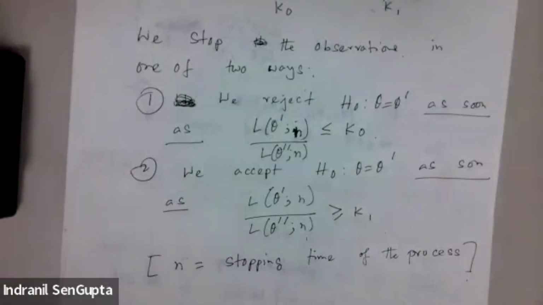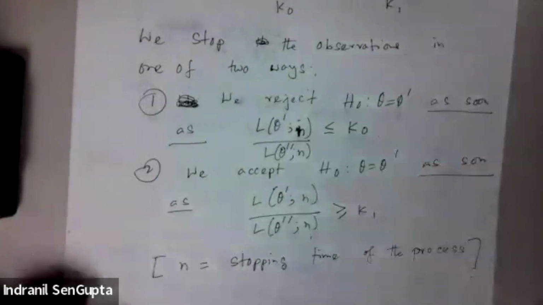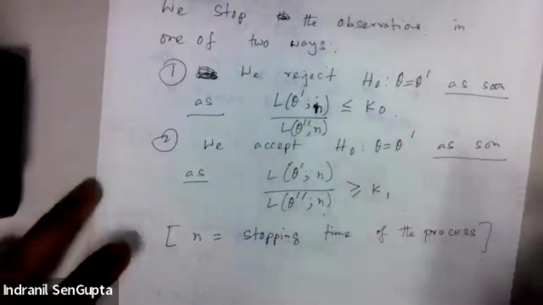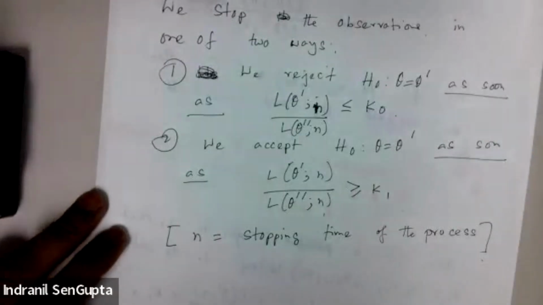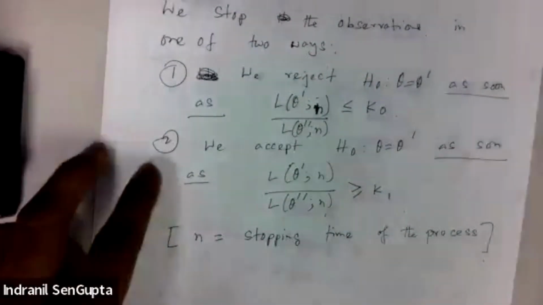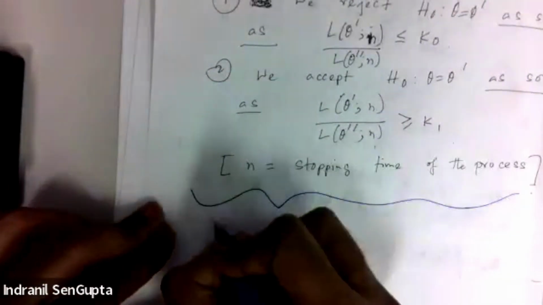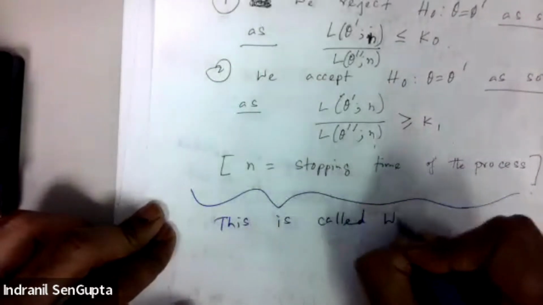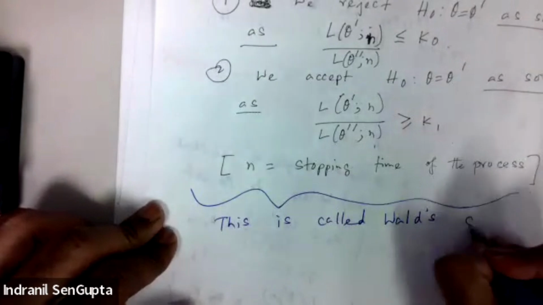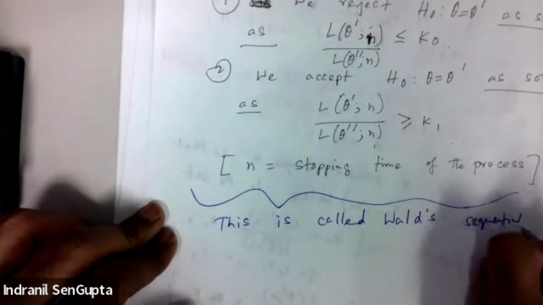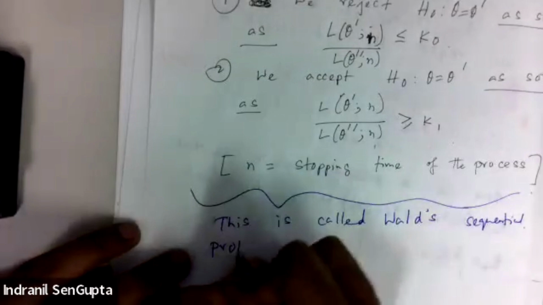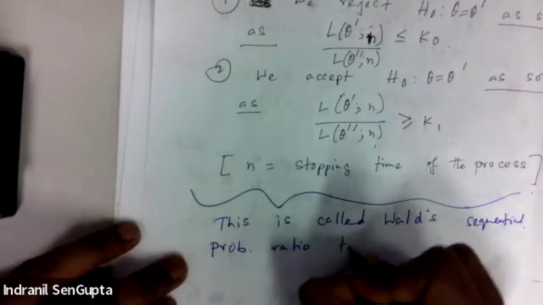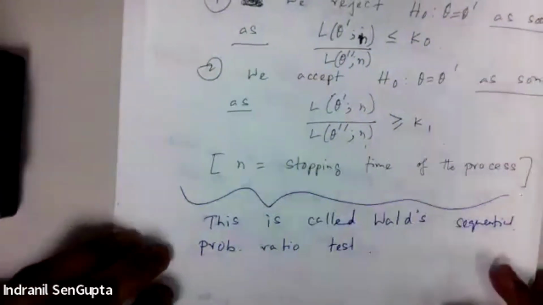All right. So this is pretty much it. This is the sequential test. Now we'll be devoting time to finding these two constants, but essentially this is the test. This is called Wald's sequential probability ratio test.